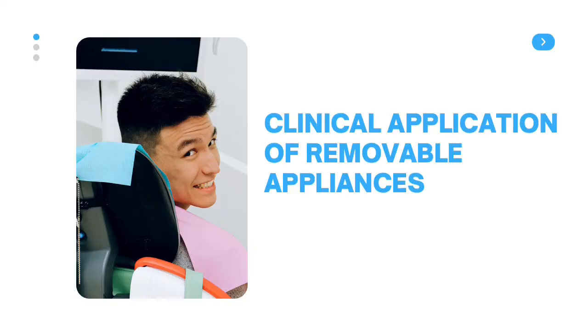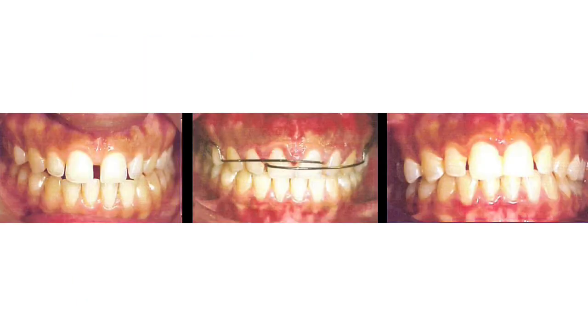Once you are able to understand fully about removable appliances, then only we have a look at the clinical application of the removable appliances. This is a clinical photo of a patient with midline diastema before treatment, during treatment with removable appliances, and after treatment. In this case, a patient used a split labial bow to close the gaps between the midline diastema. So within 6 months to 1 year, the midline diastema was closed successfully.